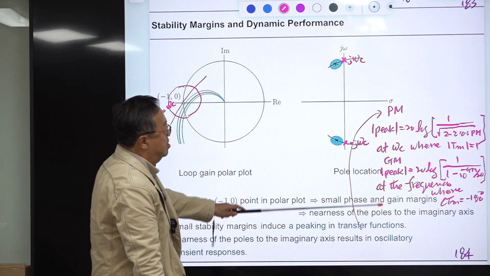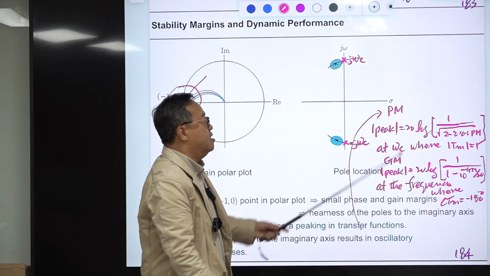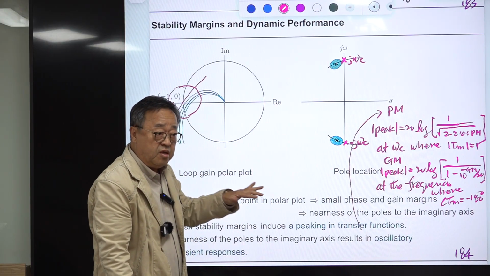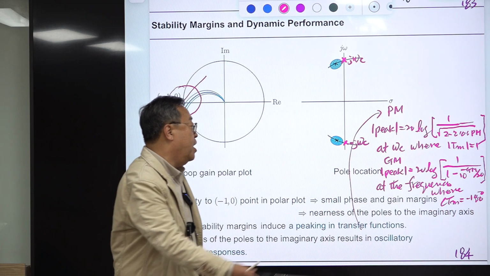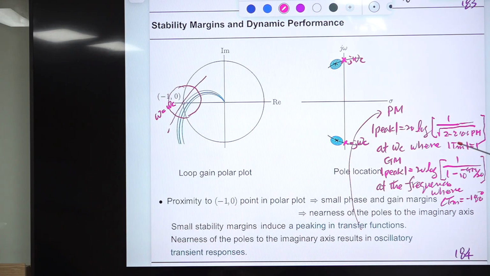And another case is gain margin. If you have a small gain margin, you can prove this; it's not difficult. Just think about the definition of the gain margin. If the gain margin is 0, then this becomes 1, the denominator becomes 0, and the peaking will also be infinite. This peaking occurs at the frequency where the phase drops to minus 180 degrees. Very similar but different.